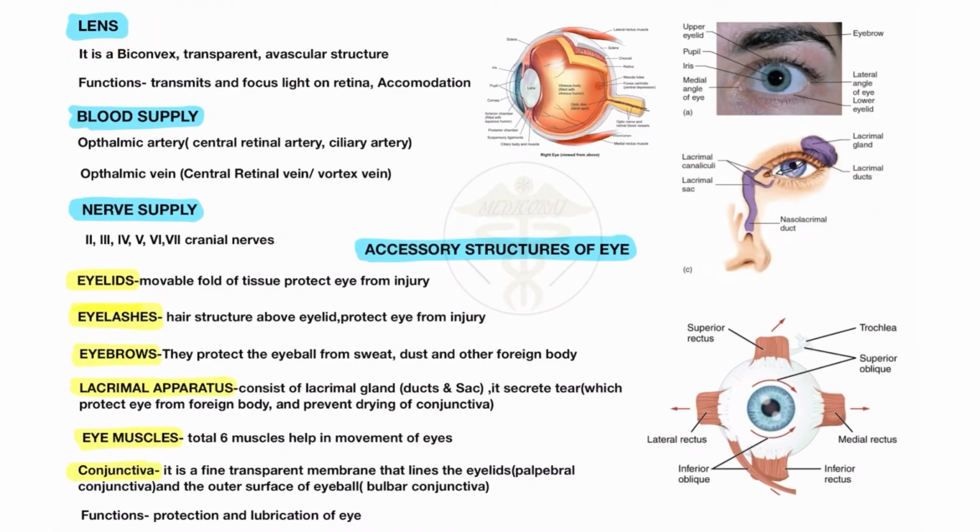Lens is also important in the study of the eyes, because it helps in vision and in refraction of light. It is a biconvex structure. Here you will see the lens, a biconvex, transparent and avascular structure. Please learn this. I discussed the cornea, which is also an avascular structure, and the lens is also avascular. So two structures you need to learn, the cornea and the lens, are completely avascular.